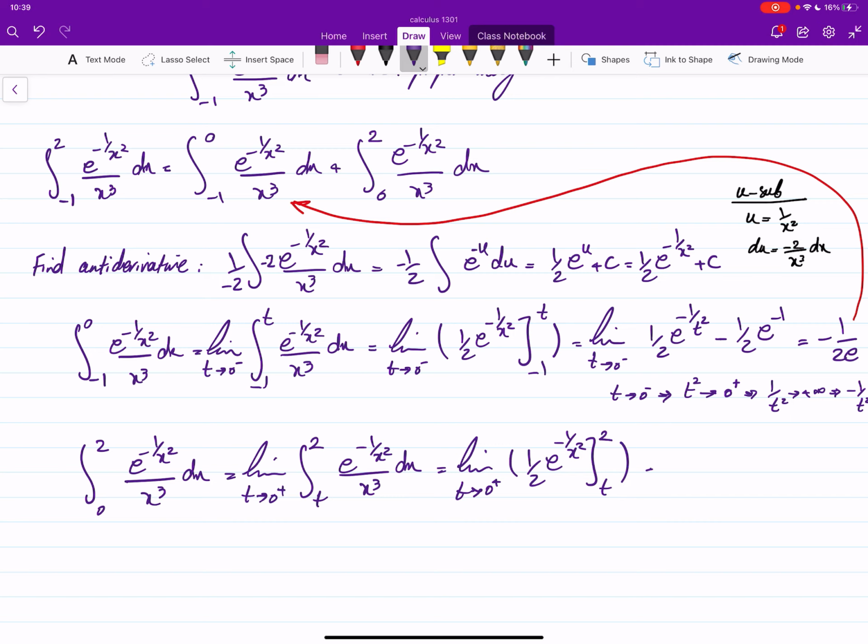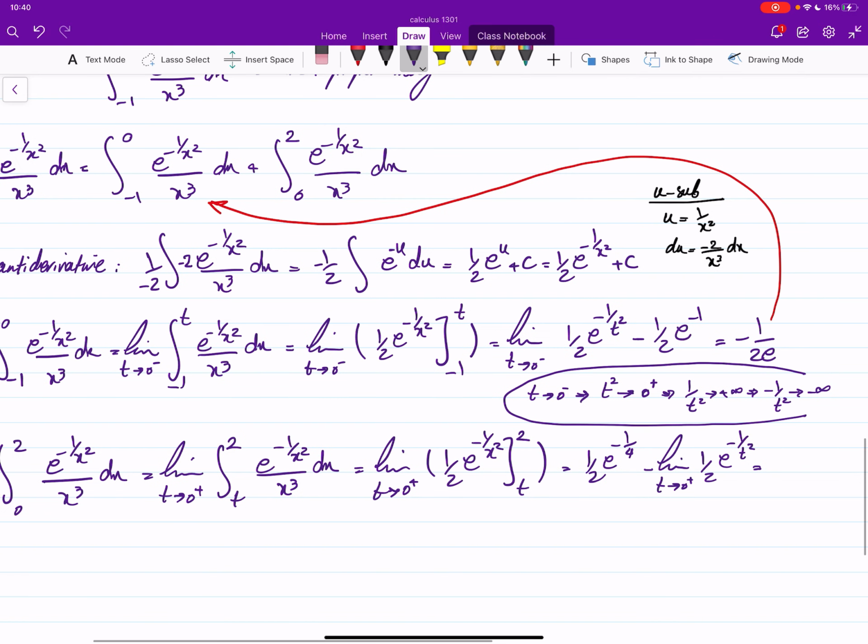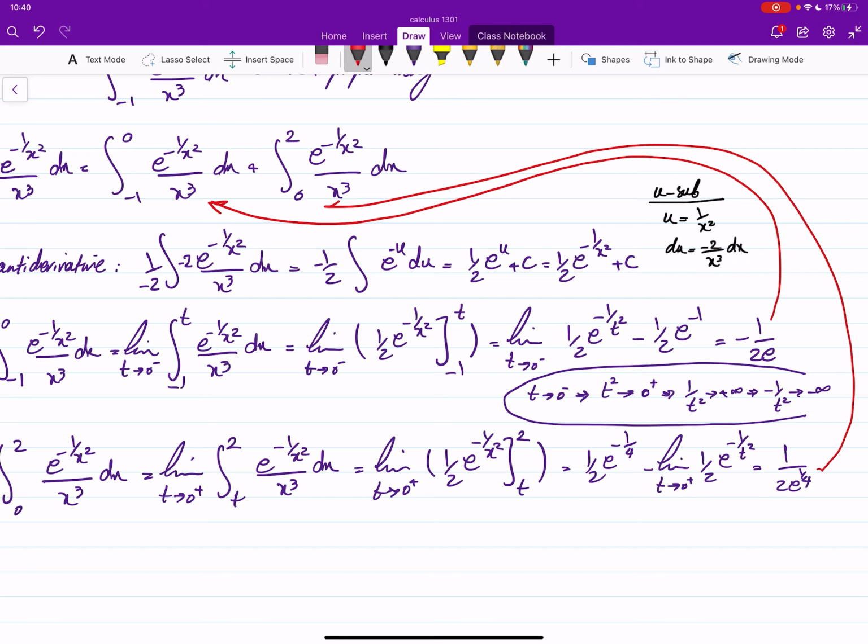And this is the limit of, okay, the first term will have no limit term. So it will be half of e to the power negative 1 over 4 minus the limit of half of e to the power negative 1 over t squared as t goes to 0 plus. With the same argument as above, you will see that this limit also is 0. So the value that we found here is 1 over 2e to the power 1 over 4. So we have this one also convergent.